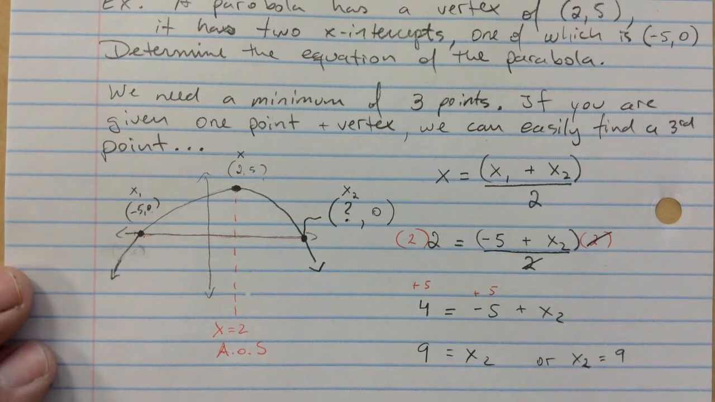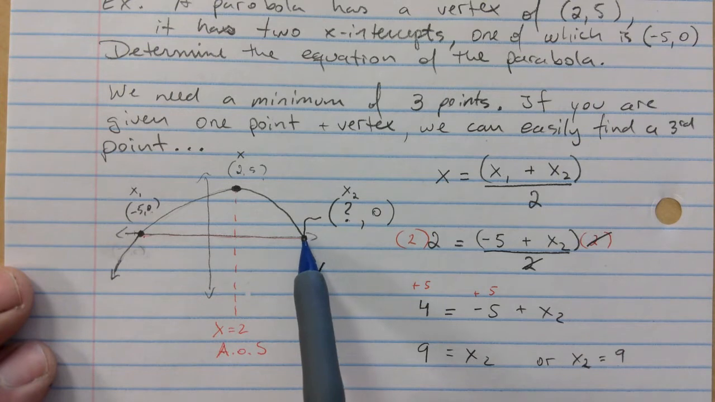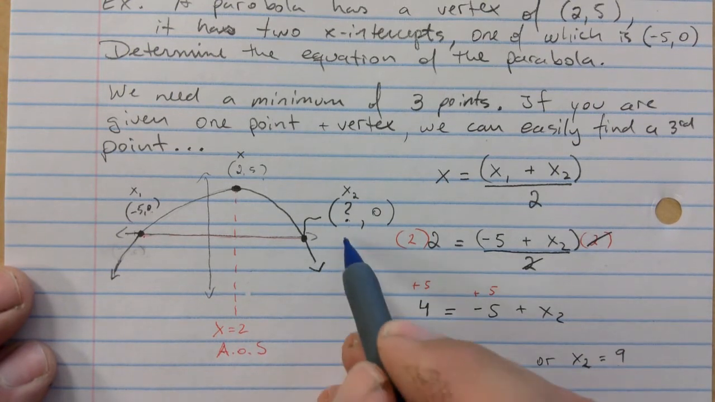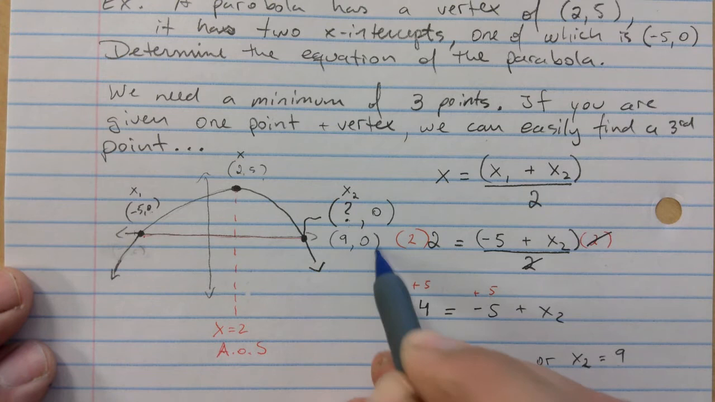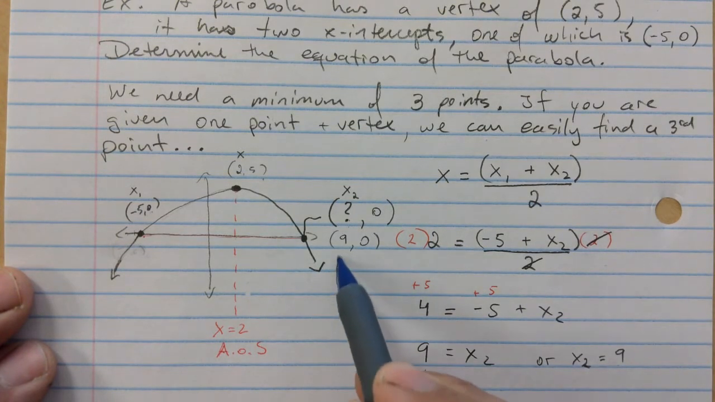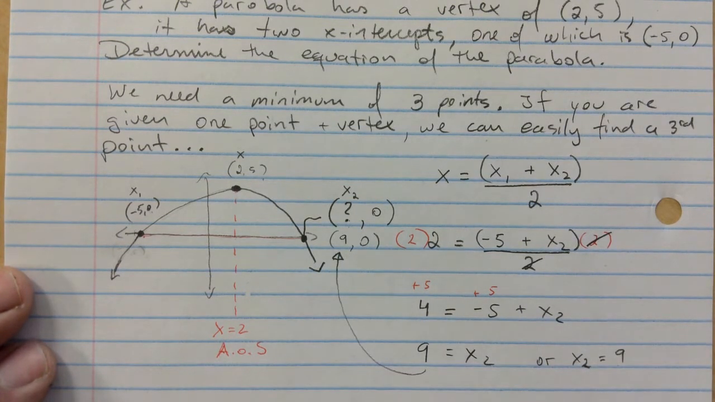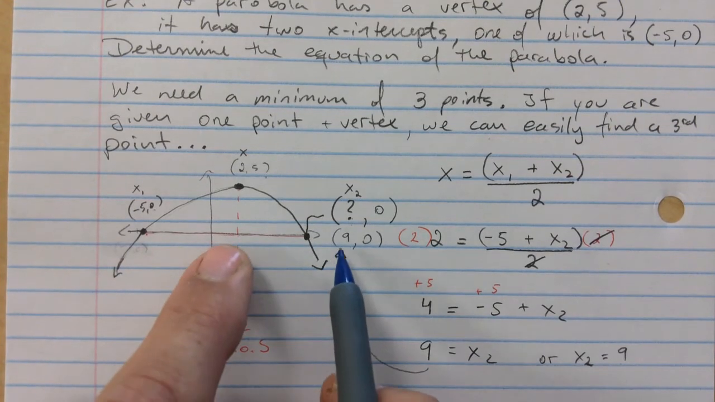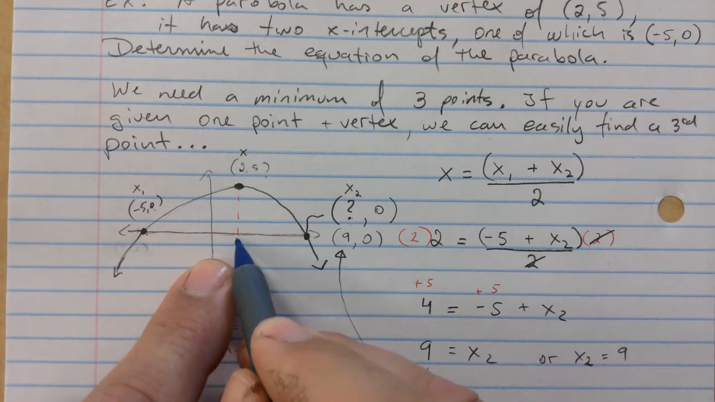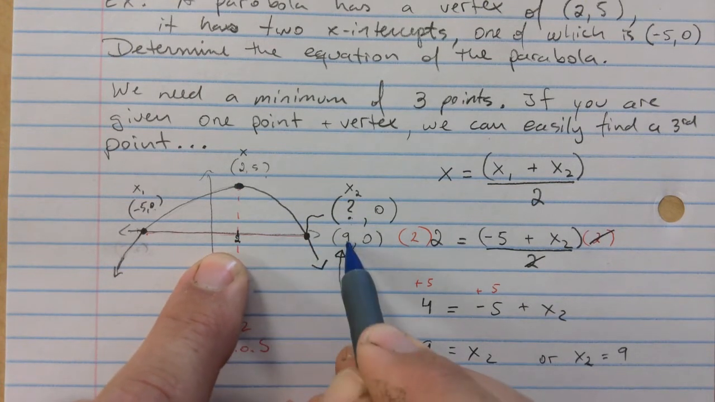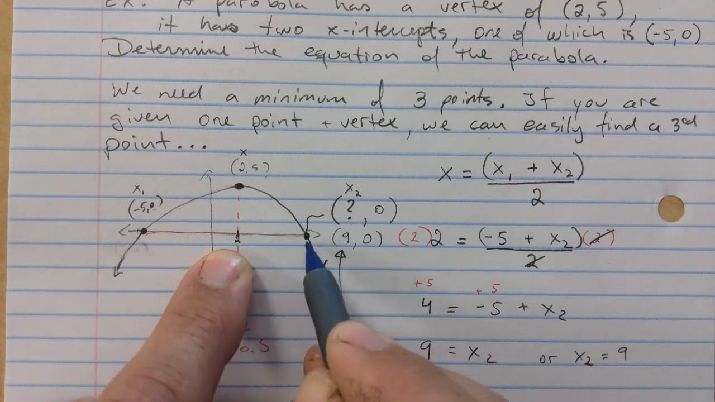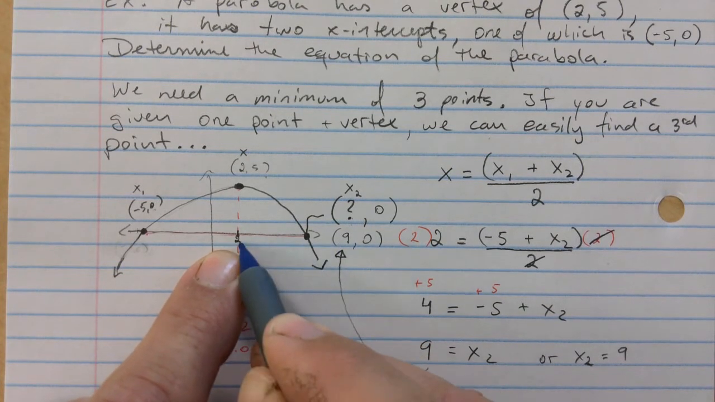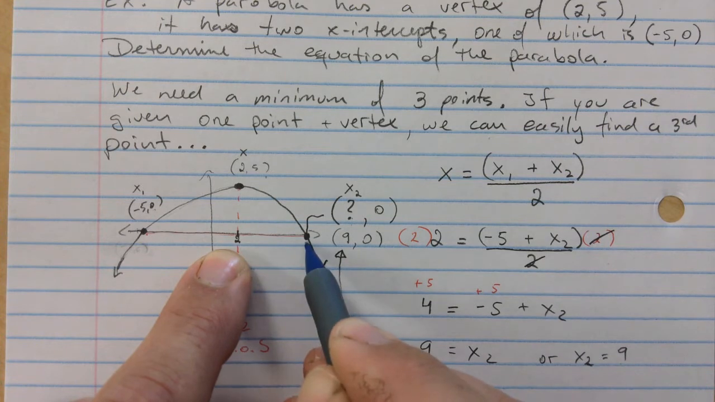So now we have 3 points, right? We found that this has to be 9. Right now we know it's 9, 0 because of this. Okay? And think about it. Let's check. Does this make sense? How many units, if this is your 2 mark here, because it's x equal to 2, from 2 to 9, how many units are we talking about? From 2 to this point. That's 7 units, right? This way.